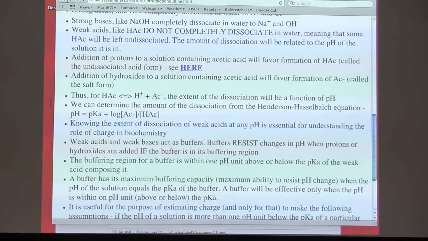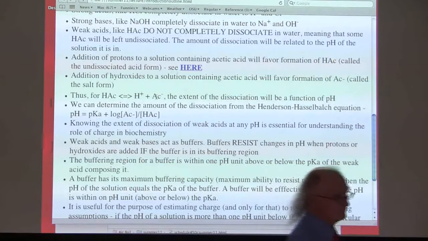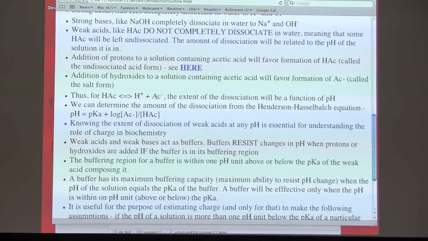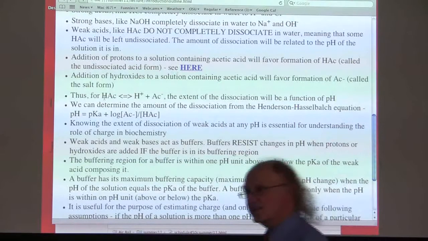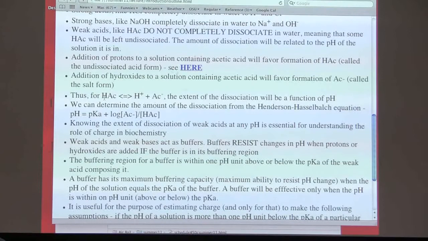If I were to add back to this system 100 protons, what do you suppose is going to happen? Go back to your equation. If I dump protons into this equation, what's going to happen to those protons? Are they just going to sit there? No? I see at least one head shaking no. What's going to happen to the protons? They will combine with the salt and make weak acid, HAc, right?